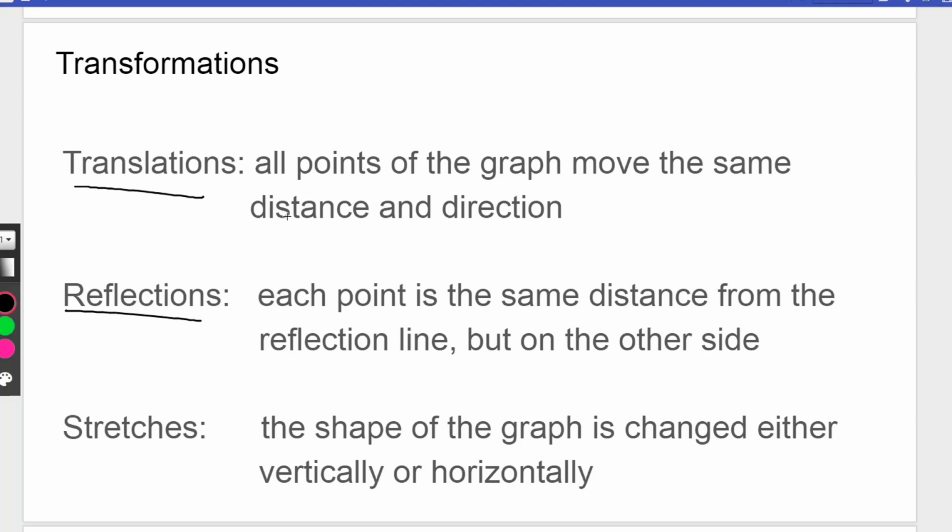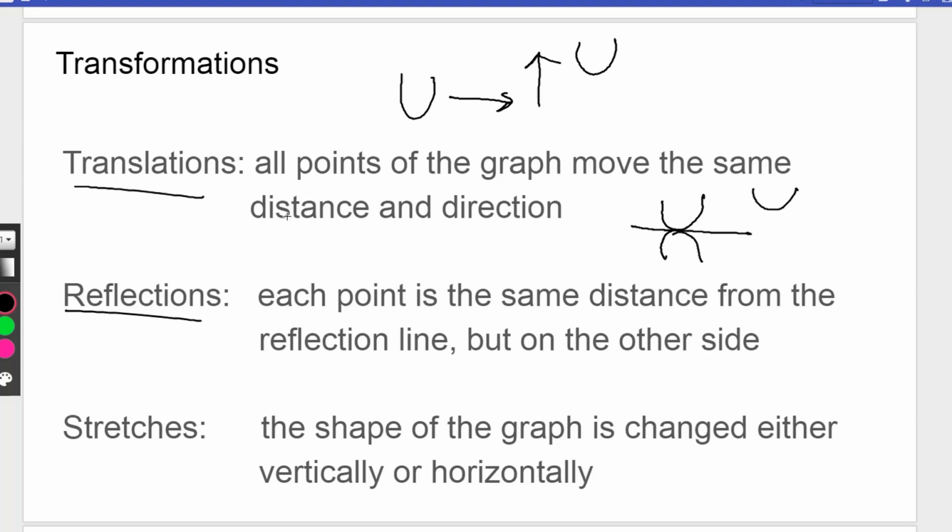In a translation, the shape doesn't change, it just moves. If I've got a quadratic, maybe I move it to the right and maybe I move it up, but it still looks like the same thing it did. If I do a reflection, well, then what's going to happen is that if it started out like this and I'm reflecting it over the x-axis, then it's going to look like this.